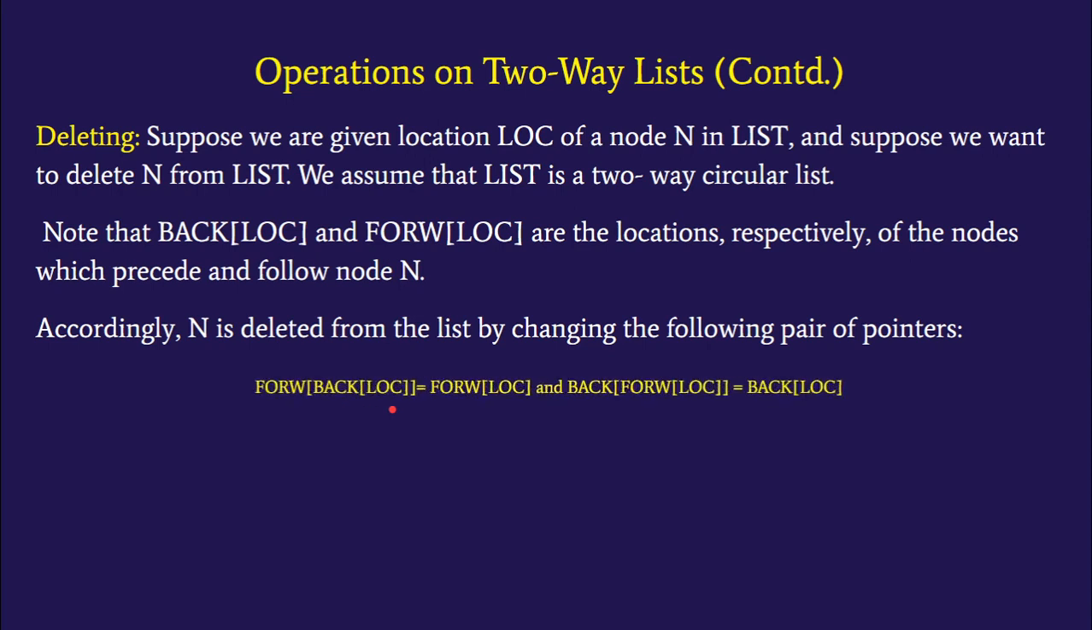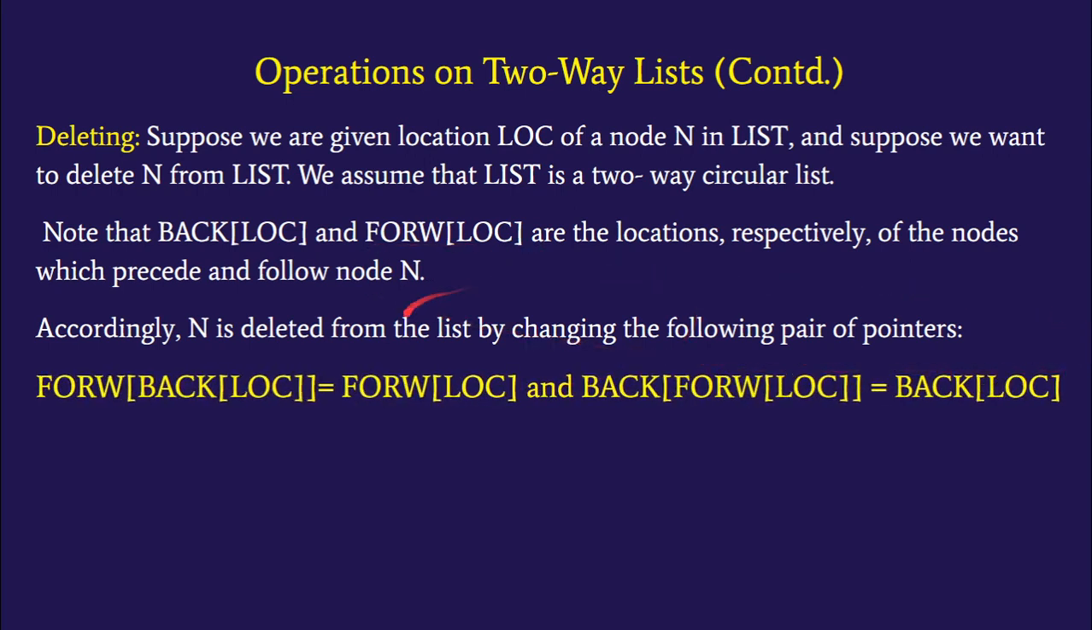How is this done? By changing the pair of pointers. Why the pair of pointers? Because we have both forward and backward pointers. So both pointers have to be set when you remove any node N from the doubly linked list. We have back of LOC and forward of LOC, where LOC is the location of the node we are going to remove, and this LOC has both backward and forward locations' data. So both links have to be disconnected.